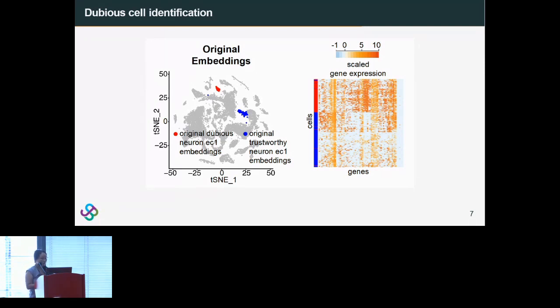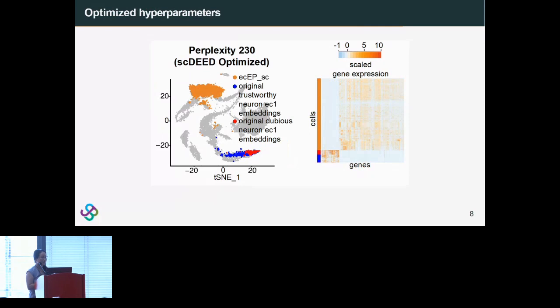If we look at the optimized perplexity of 230, we actually find that the neuron EC1 embeddings have been unified, which just further supports that the previous split into two clusters is not real, but just an artifact of the dimension reduction. We can also compare with the orange stem cell cluster, which has totally different gene expression than the neuron EC1 cluster. This is reflected in the 2D visualization in which they're really far apart.